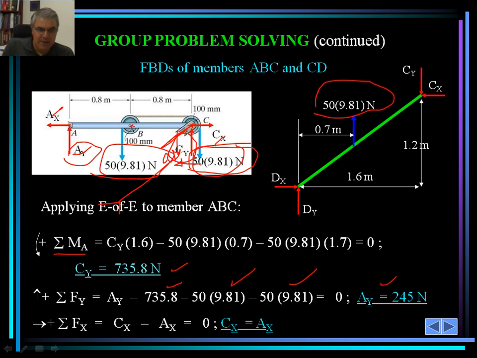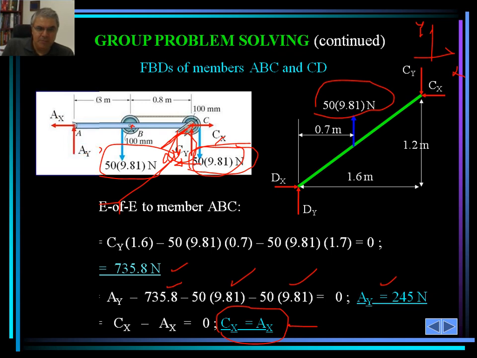We take the summation of forces in the x direction, which is this direction. By now you know this is the x direction, and this is the y direction. Knowing that the summation of forces in the x direction is also 0, C sub x minus A sub x will be 0. So from here, we could not solve for C sub x or A sub x, but we did find a relationship between the two: C sub x and A sub x are equal.